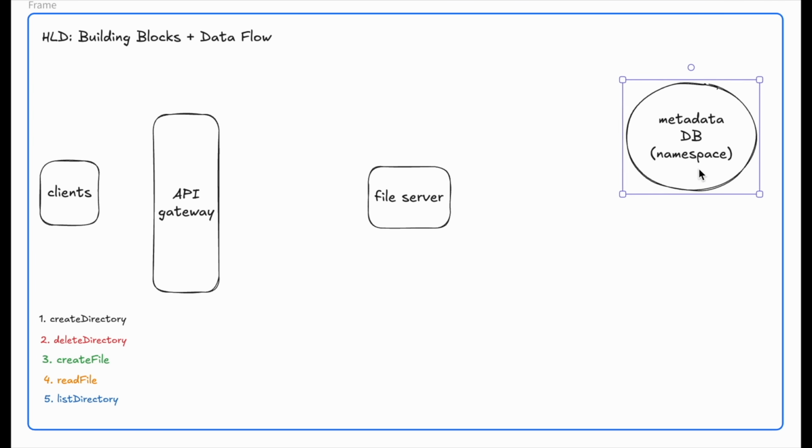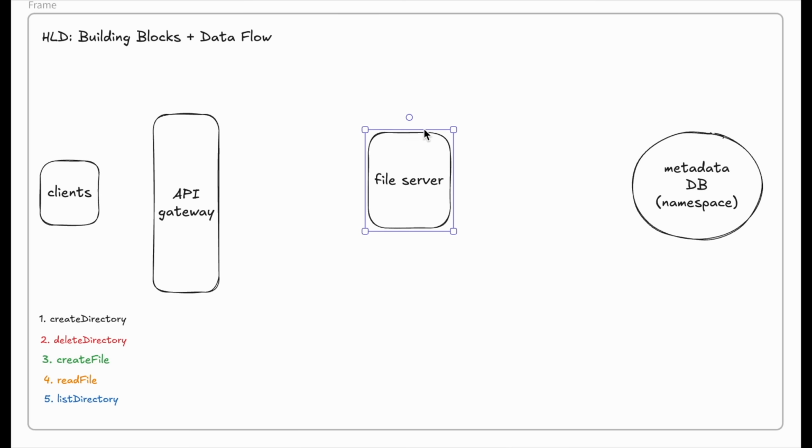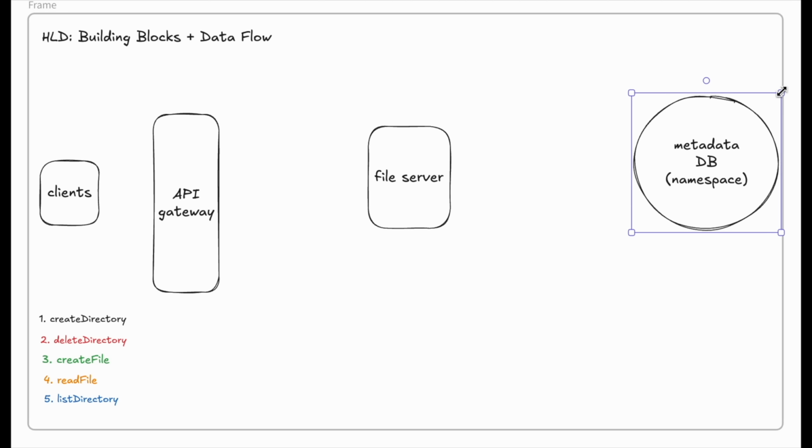Metadata store. The metadata store tracks the structure of the file system. What paths exist, which are directories or files, who owns them, and which blocks make up a file. It stores two main types of metadata: directory hierarchy and file-to-block mappings. This store is strongly consistent and supports transactional updates, making it the foundation of the system's correctness.